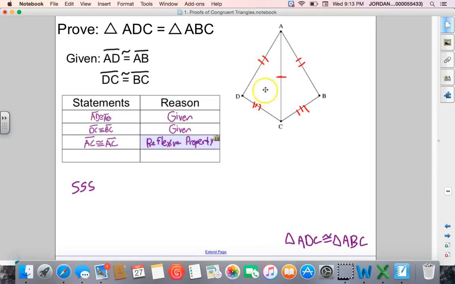And the last thing is always going to be the thing we're trying to prove, because they told us in the directions to prove this. That's always going to be our very last statement, on the bottom left. And the reason we know is side, side, side. They've got three sides congruent in each triangle.